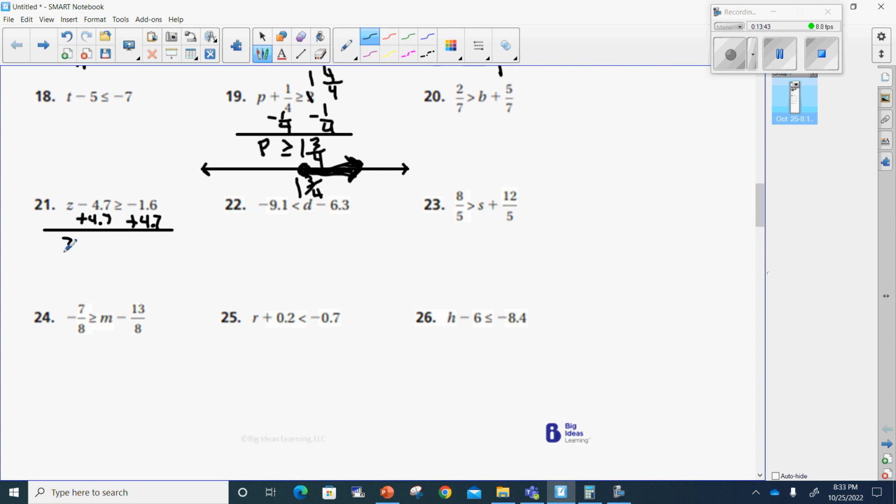Well, z comes down because I didn't do anything to that. My inequality symbol comes down. I know 4.7 minus 4.7 is 0. But over here, I got 4.7 combining with negative 1.6. When my signs are different, I take the big number minus the small number. And that's going to give me 3.1. And since the big number is positive, it's a positive 3.1. So z is greater than or equal to 3.1. I'm going to go ahead and get my line out here again.